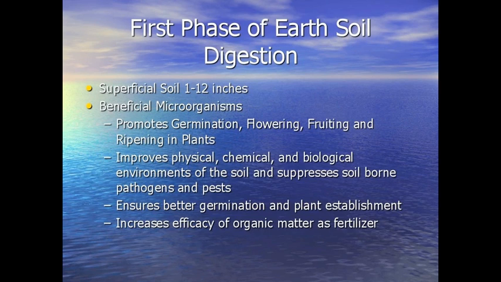Okay, so the first phase of earth soil digestion, superficial soil about 1 to 12 inches. You have millions of beneficial microorganisms. They promote germination, flowering, fruiting, and ripening of plants. It improves physical, chemical, and biological environments of the soil, suppresses soil-borne pathogens and pests, and ensures better germination and plant establishment. Increases the efficacy of organic matter as fertilizer.